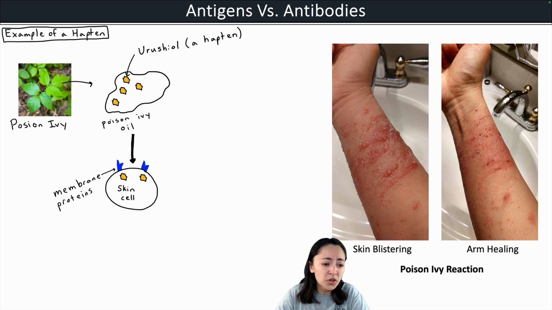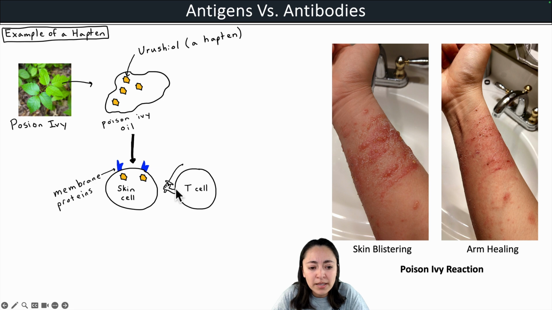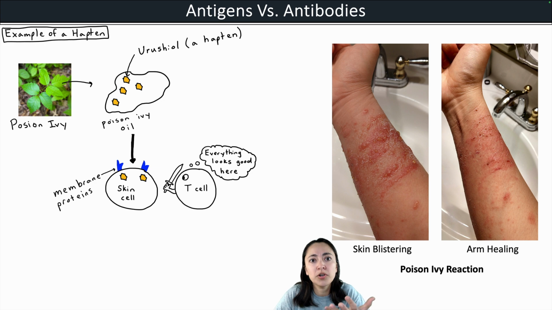Let me show you an example of what happens immediately after being exposed to poison ivy. Right away, you can see the urushiol molecule sitting on the skin cells. At this point, if any T cells or other immune cells come along, they're not going to recognize the urushiol as being anything foreign. So your immune cells are going to say, everything looks good here.